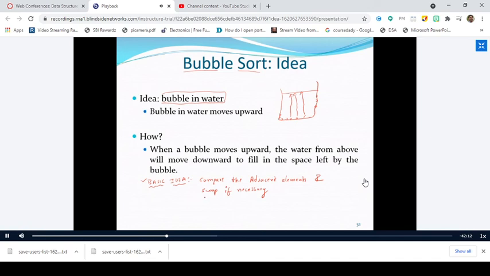You have to compare the adjacent elements. Okay, I will compare the adjacent elements, and if they are out of order, then you have to swap them. What do you mean by out of order? For example, if I am arranging the list of elements in ascending order, right? Assume that the adjacent elements are 15 and 10. I compare this 15 and 10. Are they out of order or not?